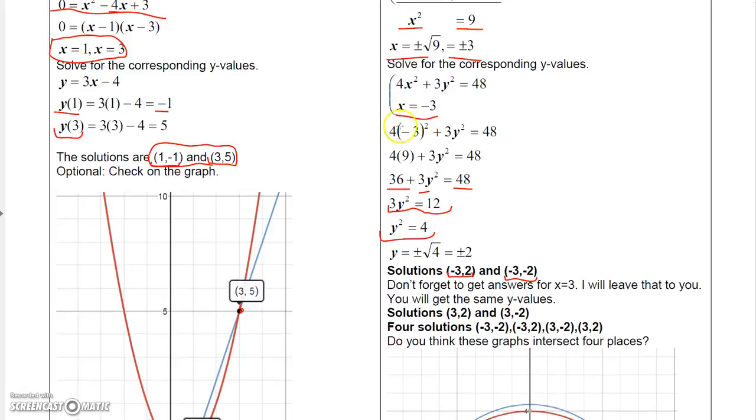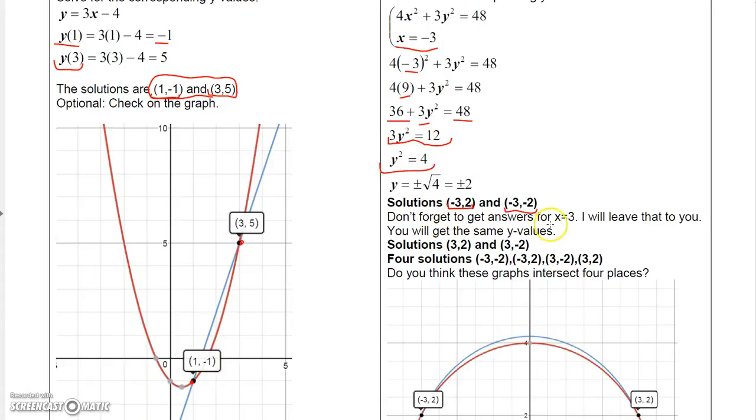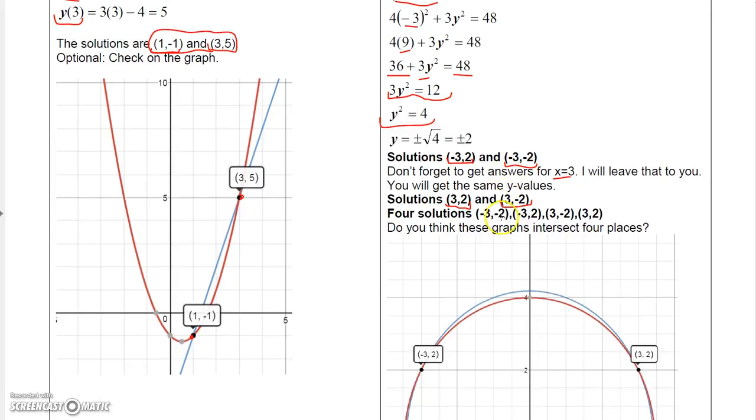Now, what's interesting, if you go back and look at this problem, you'll notice that it's not going to matter whether I plug negative 3 or positive 3 in here, you're going to get the same result, because when you square negative 3 or positive 3, you're going to get 9 either way. So if I use positive 3, then I'll get two more solutions, 3, 2, and 3, negative 2. So basically I get 4 solutions.